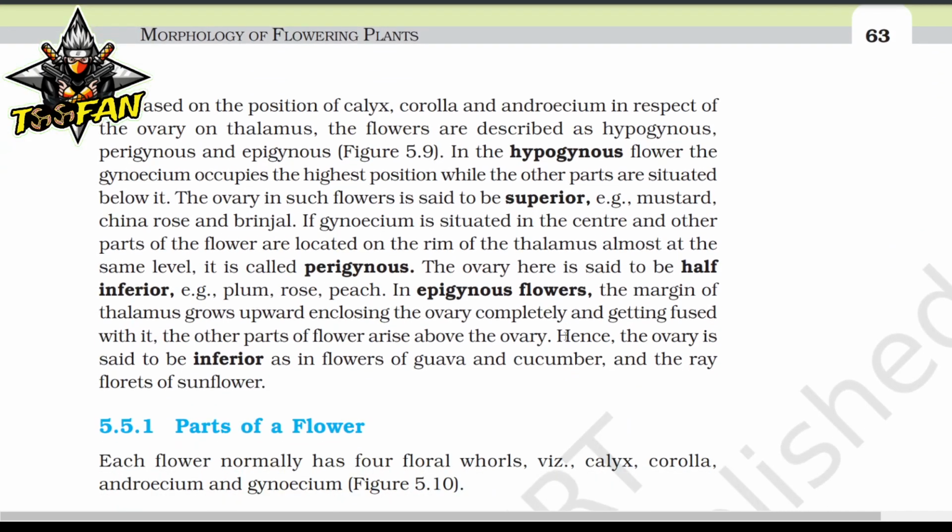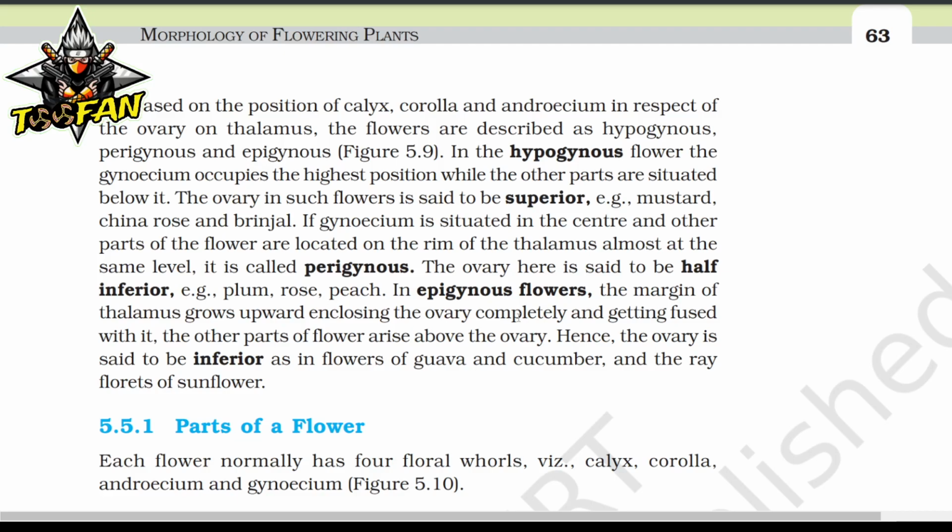Based on the position of calyx, corolla, and androecium in respect of ovary or thalamus, the flowers are described as hypogynous, perigynous, and epigynous. In the hypogynous flower, the gynoecium occupies the highest position while the other parts are situated below it. Ovary in such flowers is said to be superior. Example: mustard, China rose, and brinjal.